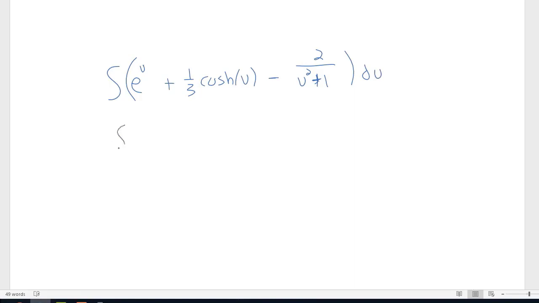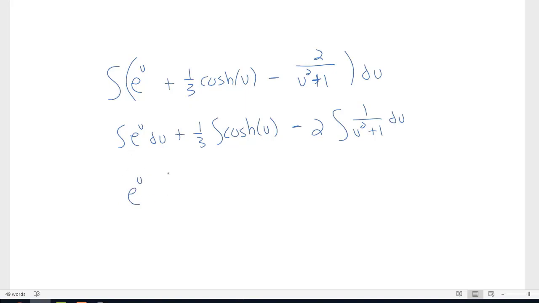So I'm going to split this up, just like we did two examples ago. I'm really integrating e to the u, I'm really integrating hyperbolic cosine of u, and I'm really integrating 1 over u squared plus 1. Now if we were to scroll back up at our table, we would see that the integral of e to the u is e to the u. And of course the table says the integral of e to the x is e to the x.